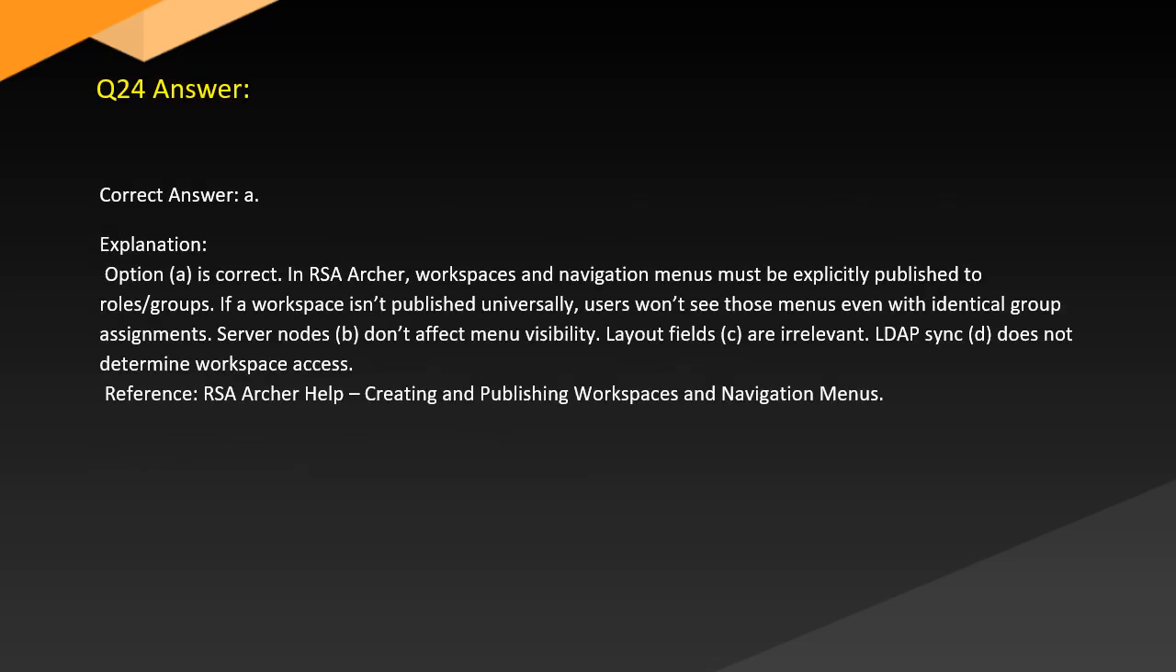Answer. Correct answer: A. Explanation. Option A is correct. In RSA Archer, workspaces and navigation menus must be explicitly published to roles and groups. If a workspace isn't published universally, users won't see those menus even with identical group assignments. Server nodes (B) don't affect menu visibility. Layout fields (C) are irrelevant. LDAP sync (D) does not determine workspace access. Reference: RSA Archer help, creating and publishing workspaces and navigation menus.